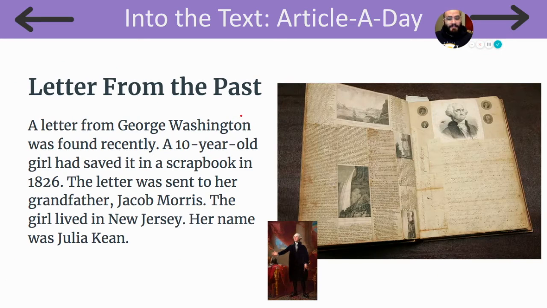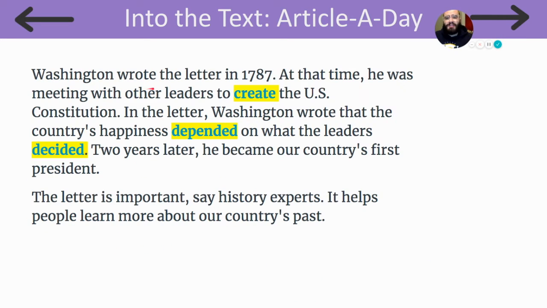Letter from the past. A letter from George Washington was found recently. A 10-year-old girl had saved it in a scrapbook in 1826. So it looks like here is the letter, and she had saved it in a scrapbook, which was a book she kept with information. The letter was sent to her grandfather, Jacob Morris. The girl lived in New Jersey. Her name was Julia Keene. Washington wrote the letter in 1787.